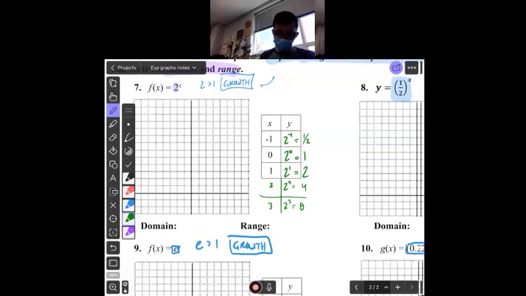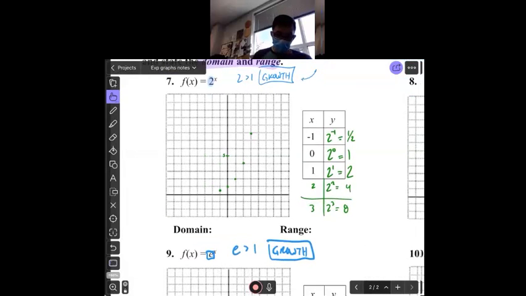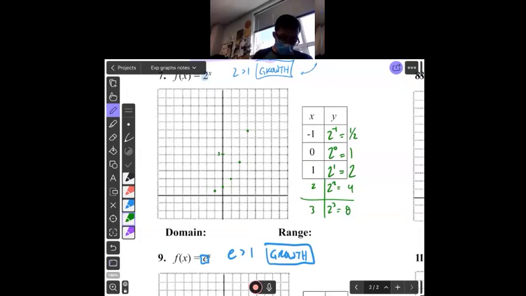So I'm going to go ahead and plot those. Negative 1, 1/2. 0, 1. 1, 2. 2, 4. So there's our 5 points we calculated. Don't forget your good buddy, the asymptote.